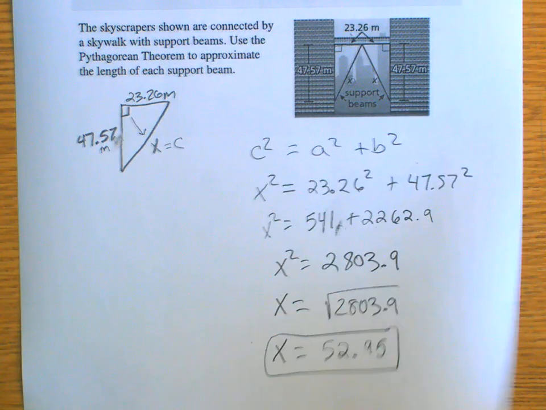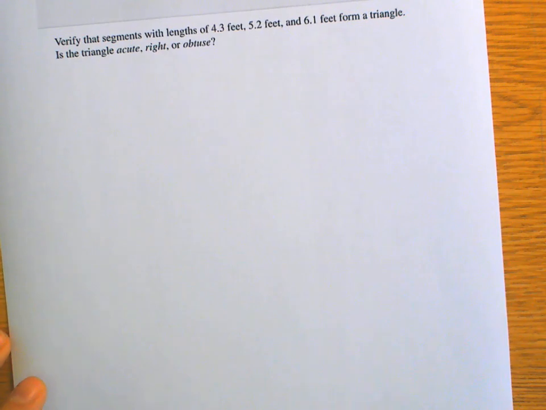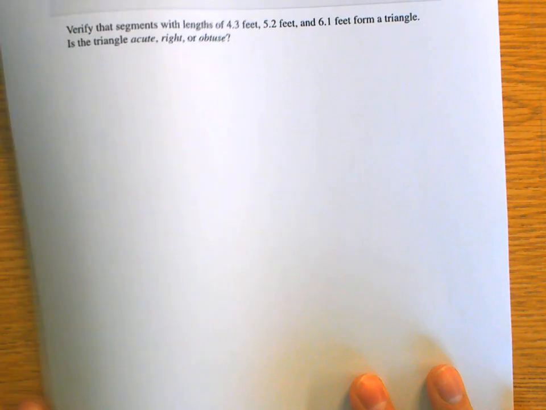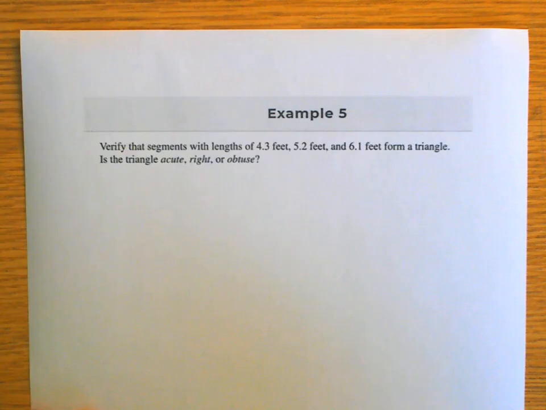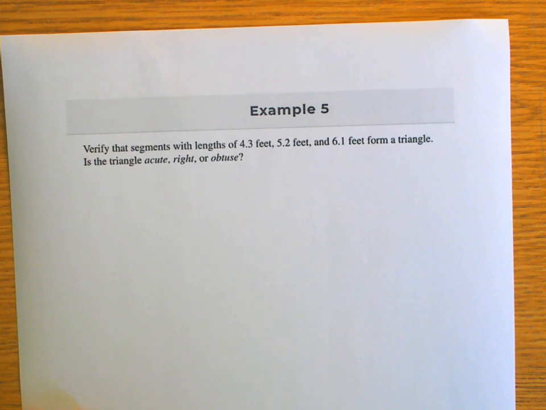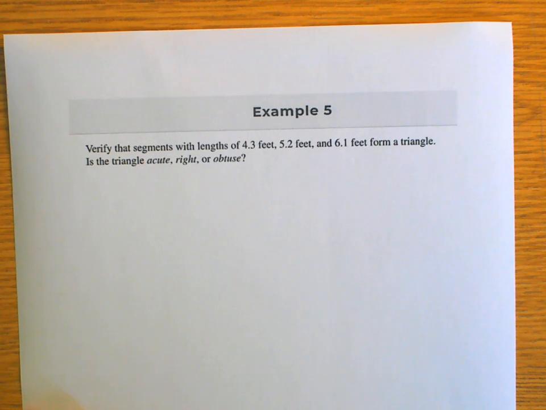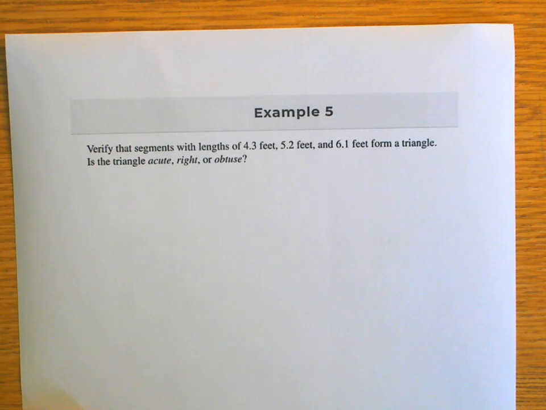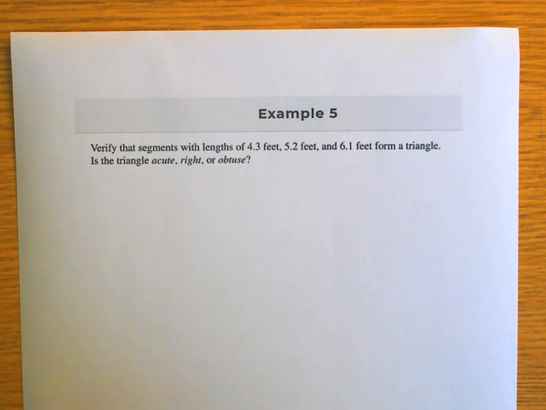Now, we are skipping example 4, and let's jump right into example 5. Example 5 says, verify that the segments with the following lengths form a triangle. And is the triangle acute, right, or obtuse? One of the things that we didn't check for, and I forgot to do it in the lesson, is how to verify if it is an actual triangle. You have to think that the two smaller sides added together have to be bigger than the large side to check to see if it's an actual triangle.